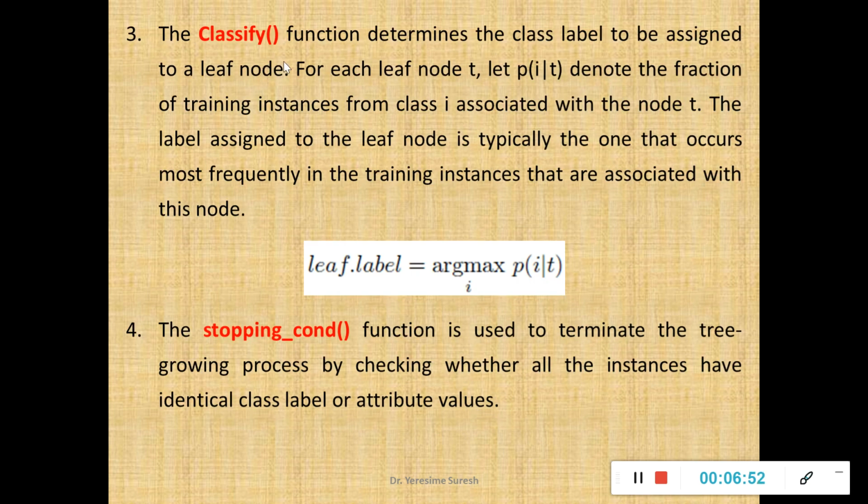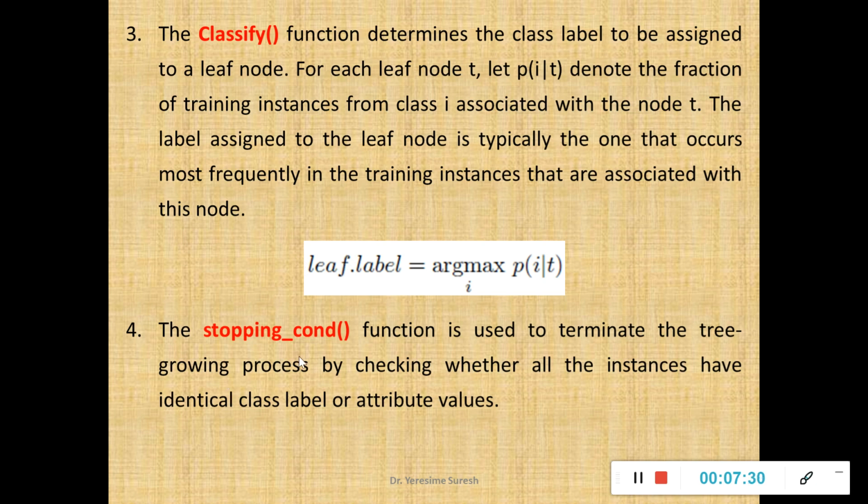The third one is to classify. The classify function determines the class label to be assigned to a leaf node. For each leaf node t, let p of i over t denote the fraction of training instances from class i associated with the node. For this we have solved the problems. It is just the theoretical description or the explanation. The label assigned to the leaf node is typically the one that occurs most frequently. That means more number of appearances in the training instances that are associated with this node. And the formula is leaf.label is argmax. That means more number of occurrences, whether yes is occurring more or no is occurring more, that will become the leaf node's label.